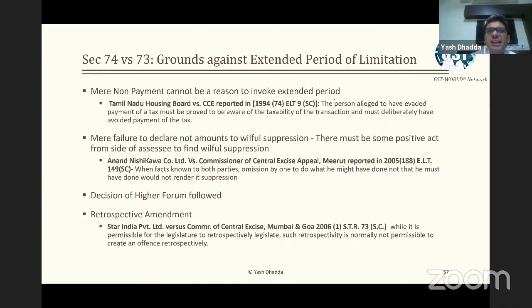So like this judgment of Tamil Nadu Housing Board which says merely non-payment cannot be a reason for invoking extended period. Typical case of गुजरात ओशन फ्रेट जहां पे गुजरात हाईकोर्ट का फेवरेबल ऑर्डर है. कल को डिपार्टमेंट कहता है कि आपने ओशन फ्रेट पे रिवर्स चार्ज में टैक्स पे नहीं करा, हम आपके ऊपर पेनल्टी भी लगाना चाहते हैं.